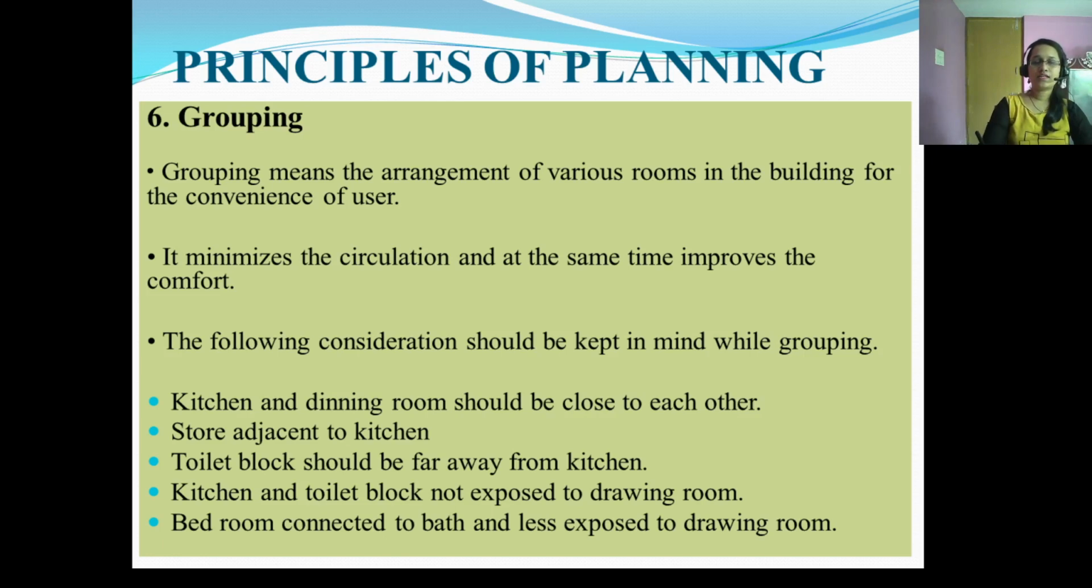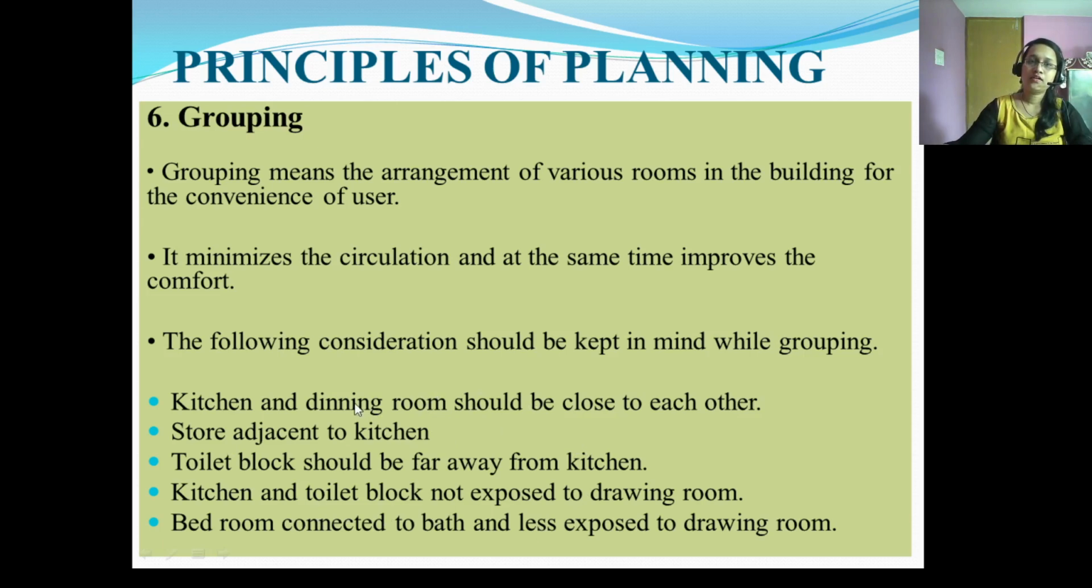Now grouping. The next principle is grouping. What do we mean by grouping? It means the arrangement of various rooms in the building for the convenience of the user. We need to group the following: kitchen and dining should be very close to each other. Keep in mind the store should be adjacent to the kitchen. Then the toilet block should be far away from the kitchen. Kitchen and toilet block should not be exposed to the drawing room, and the bedroom should be connected to the bath and less exposed to the drawing room. So all these factors should be considered while you are drawing a plan.